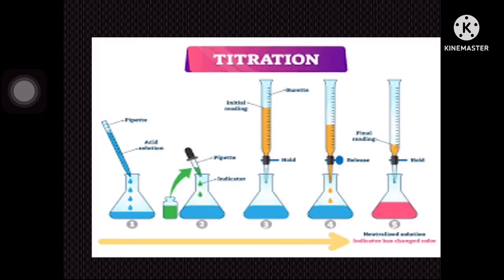The process of finding out the volume of the titrant that is needed for the reaction is the method of analysis, that is, volumetric analysis. This is a diagrammatic representation of titration.